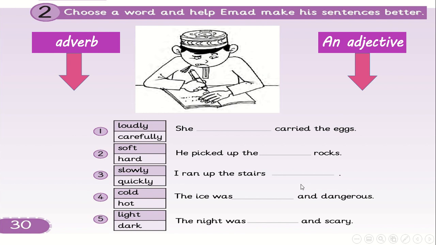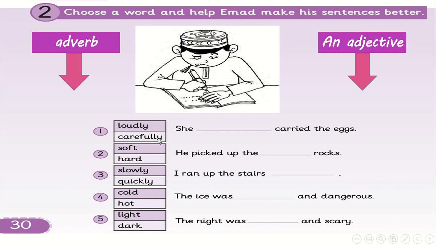Well done. Now let's help Imad to make his sentences better. Okay, so we have to add an adverb or an adjective. Okay, let's see here. We have loudly, carefully for number one.